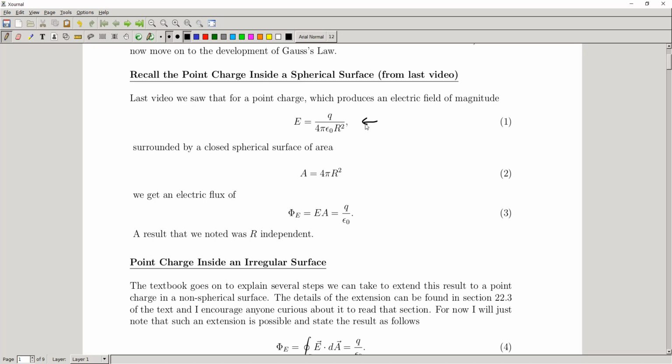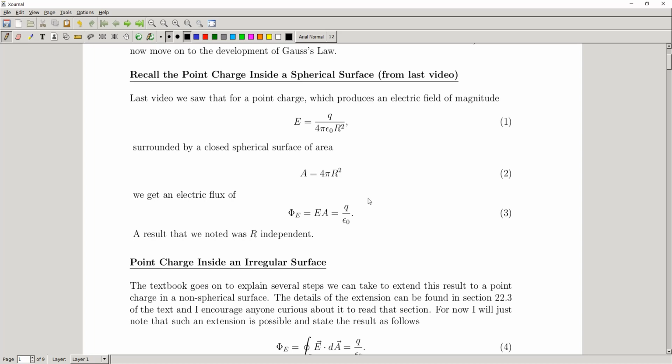This is our equation for the magnitude of the electric field of our point charge at some distance R. If we surround this point charge in a closed spherical surface of area 4 pi r squared, which is the surface area of our enclosing spherical shell, we saw that we get an electric flux given by the expression that we see here. This is all from last video. And we noted that this result was R independent. It doesn't matter how large our enclosing spherical shell is, we still get the same flux.